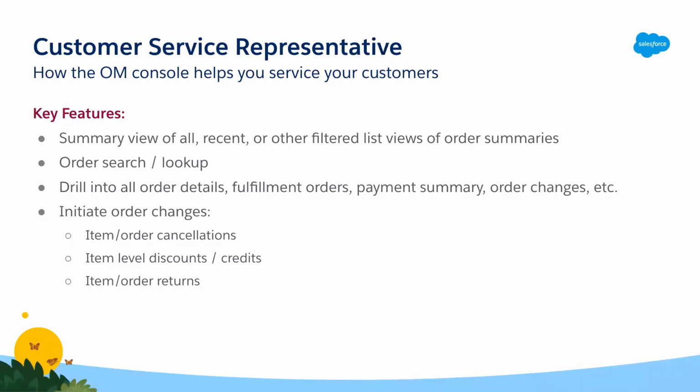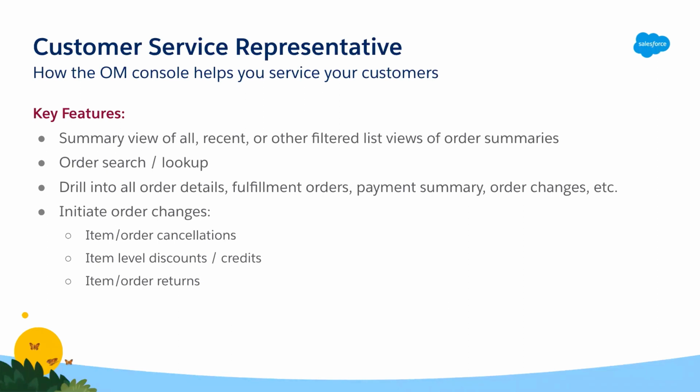So the order management console provides several key features to help your service representatives. The summary view on the left side of the console allows your agents to see a list of order summary records. You can select the list view to display on the summary view, whether that's all order summaries, recently viewed order summaries, or a custom filtered list view. You can also search by order number to look up a specific order.